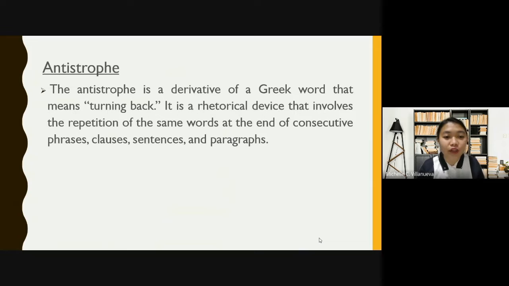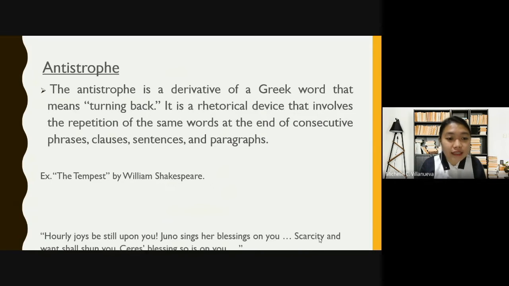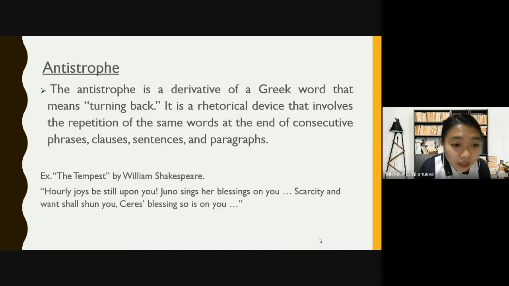For example, from the piece titled "The Tempest" by William Shakespeare, it says, "Hourly joys be still upon you, Juno sing her blessings on you. Scarcity and want shall shun you."